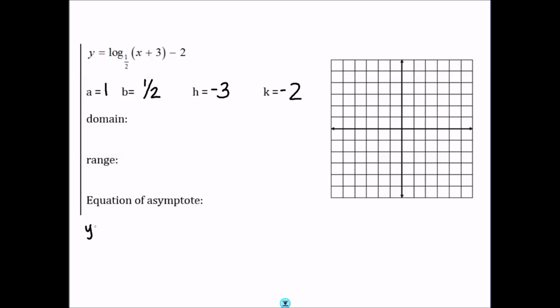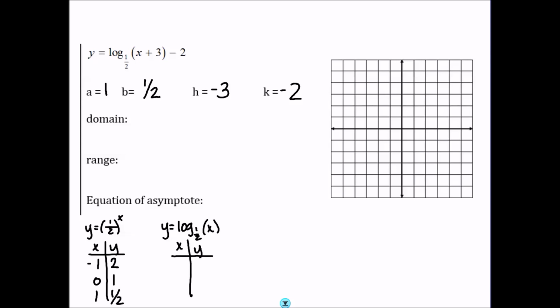So if we look at the exponential function y equals 1/2 to the x, and we make a t-chart for that function, 1/2 to the -1 power is 2, 1/2 to the 0 is 1, and 1/2 to the 1 is 1/2. Then if we switch the x's and the y's, log base 1/2 of x would have a t-chart 2, -1, 1, 0, and 1/2, 1.